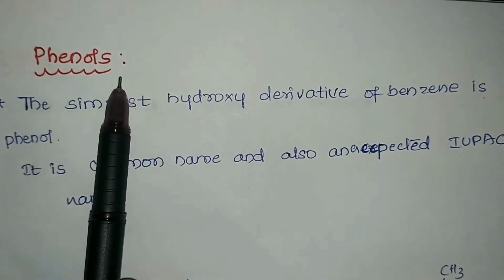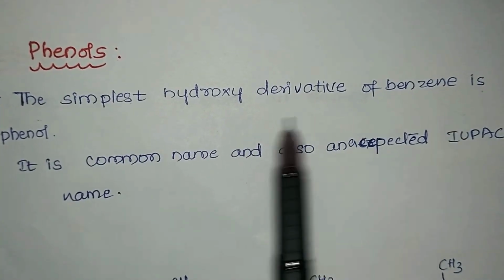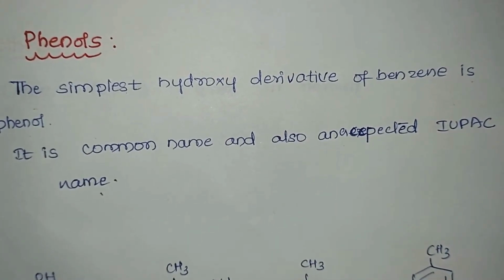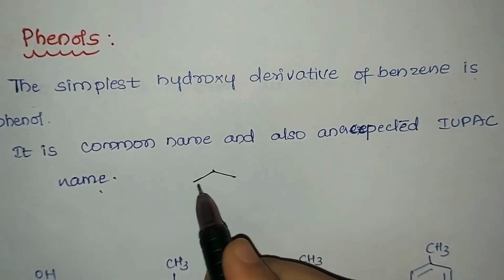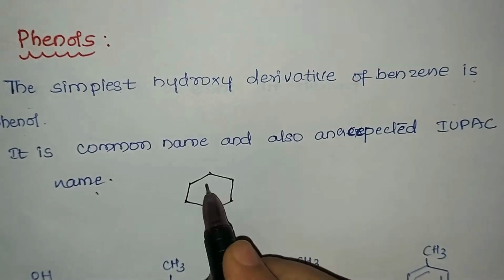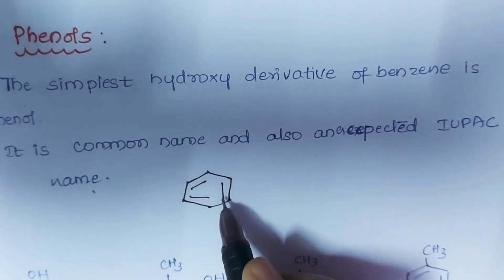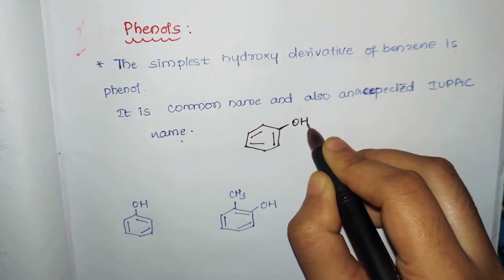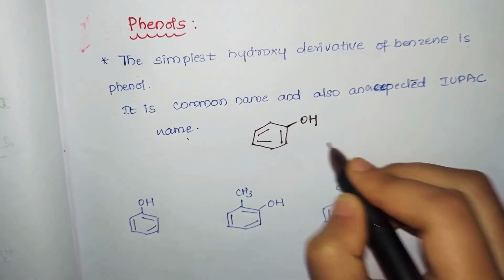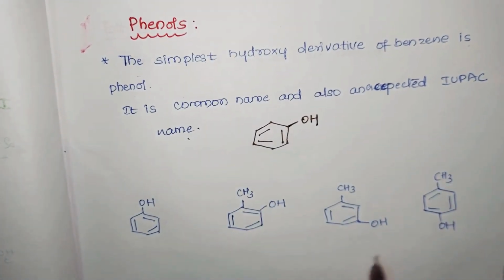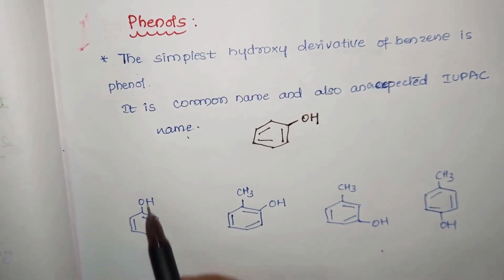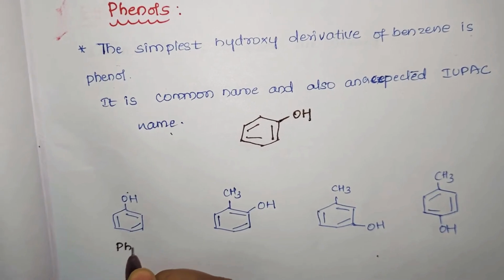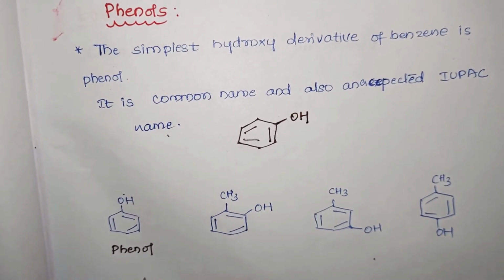Next is phenols. So the simplest hydroxy derivative of benzene is phenol. It is a common name as well as an accepted IUPAC name. How do we obtain phenol? The hydrogen of a benzene ring is replaced by which group? It is replaced by an OH group. We call it as what? Phenol. So we'll see the naming of phenol. So you can see here the first one is phenol itself. OH is attached. See, the common name as well as the IUPAC name of this is phenol itself.